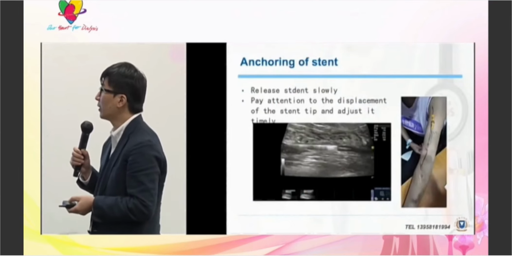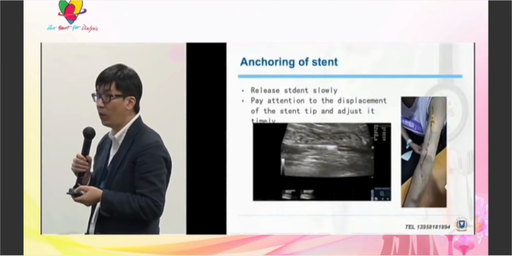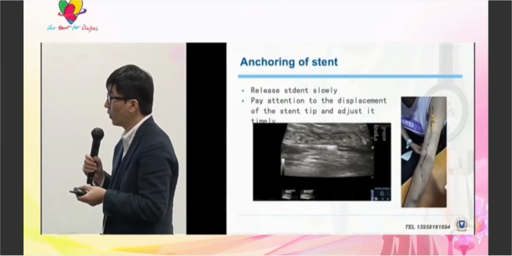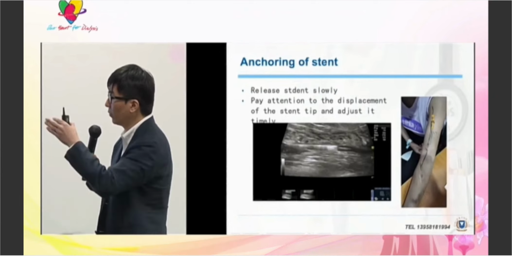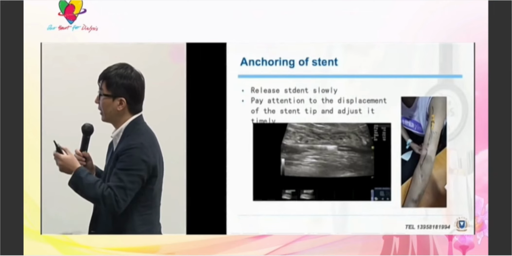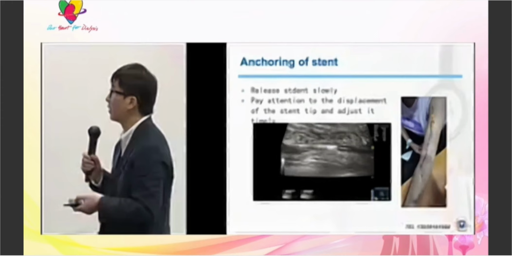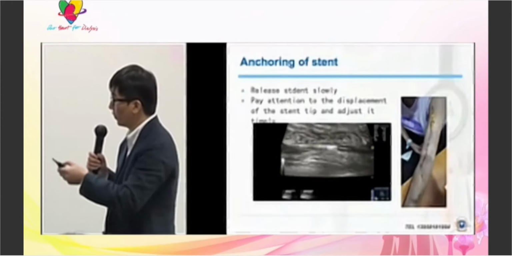Anchoring of the stent is very important in stent implantation. So we should pay attention to several points. First is to release the stent very slowly. Also, pay attention to the displacement of the stent tip and adjust it in time.